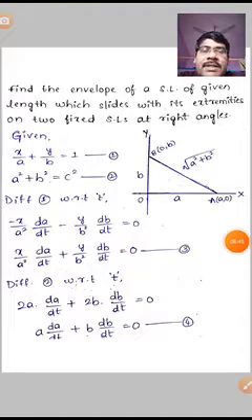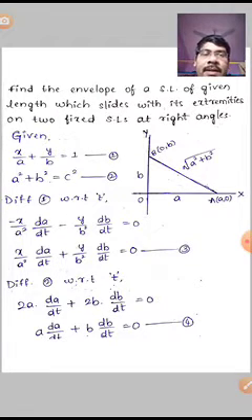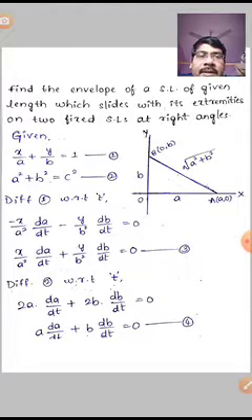Find the envelope of the straight line of the given length which slides with its extremities on two fixed straight lines at right angle. Here from the figure, the right angle triangle, because the O, A, B are fixed. Here A is fixed on the x-axis, B is fixed on the y-axis. Here the coordinates are A of a comma 0, B of 0 comma b.